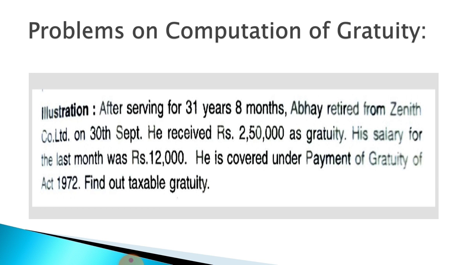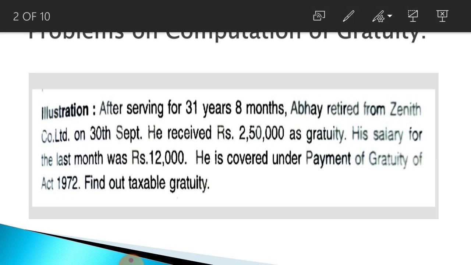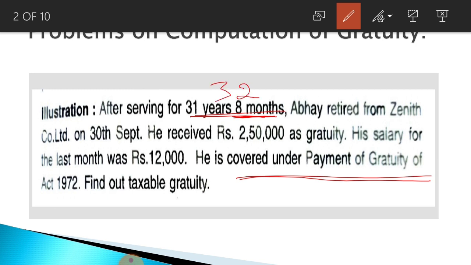He served in Zenith Company Limited for 31 years 8 months and under non-government employees covered under Payment of Gratuity Act, this fraction of years has to be converted into one full year if that fraction of year is more than 6 months. In this problem, he served for 31 years 8 months. 8 months is more than 6 months, so you can convert this into 1 year. That means in this problem, the number of years served by Mr. Abhay is 32 years for the purpose of calculation of taxable gratuity.